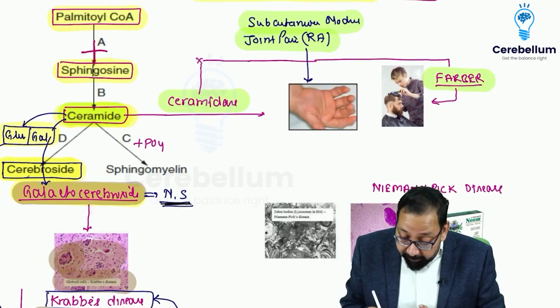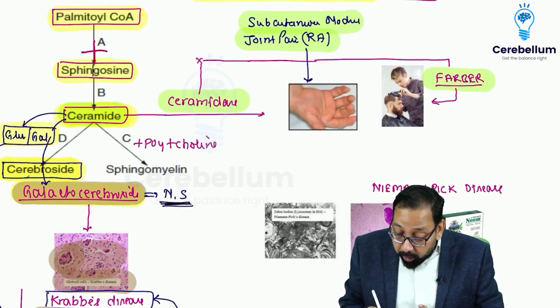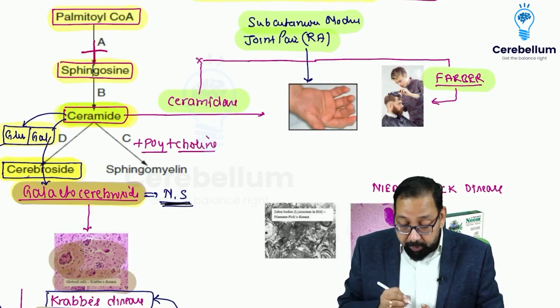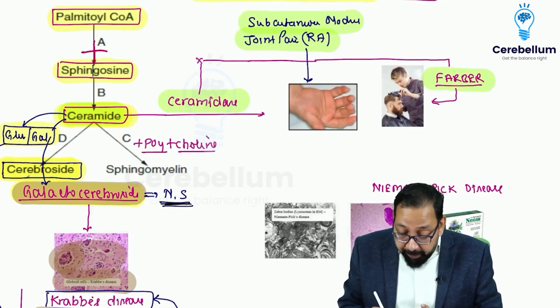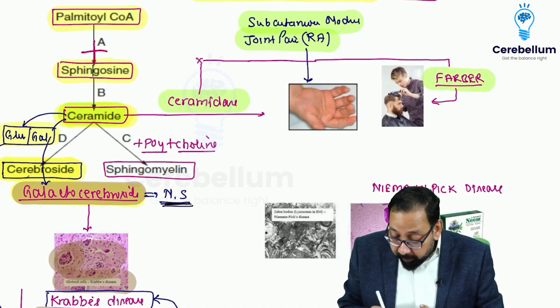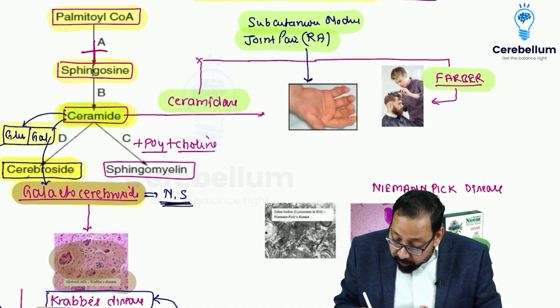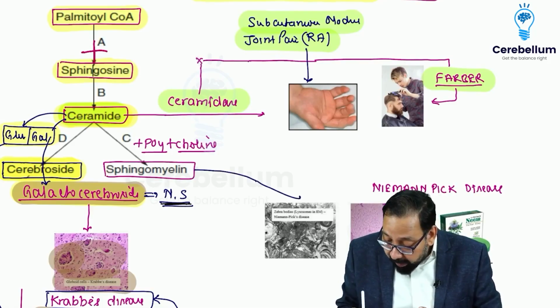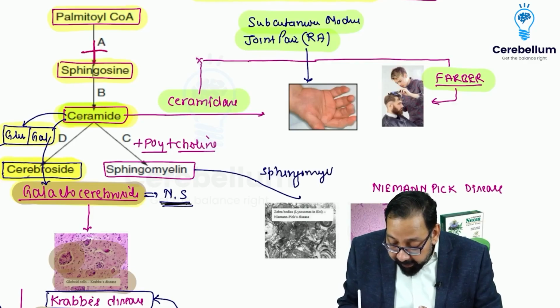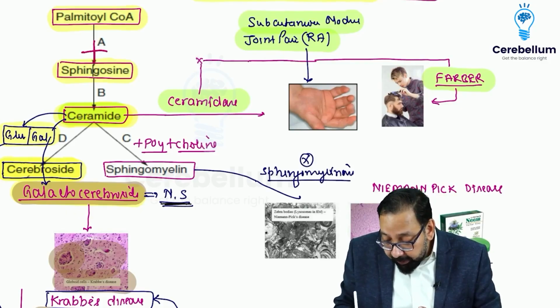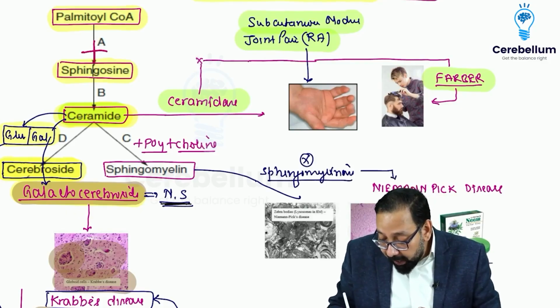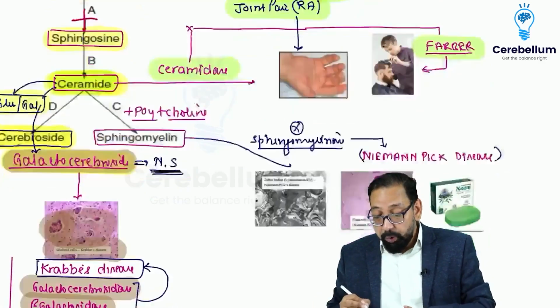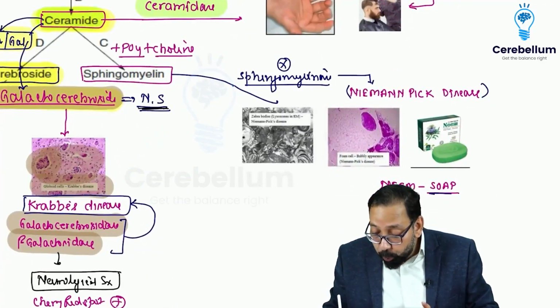Ceramide binds with phosphate plus choline. So, phosphate, choline plus ceramide make sphingomyelin. This sphingomyelin is normally metabolized by the enzyme sphingomyelinase. If sphingomyelinase is deficient, then it leads to Niemann-Pick disease. Mnemonic for this is neem soap.